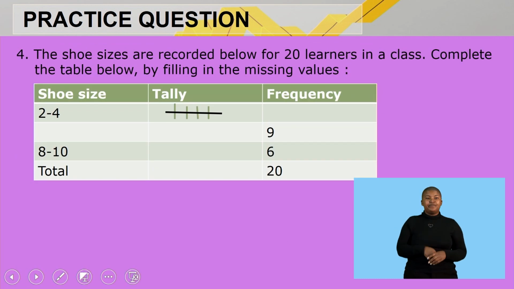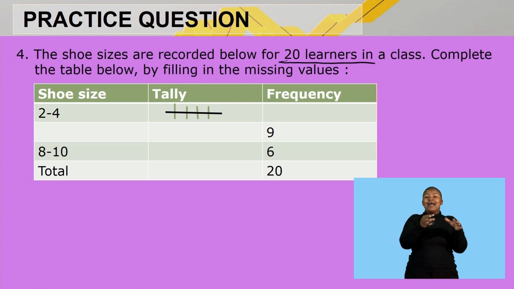Then number 4, the shoe sizes are recorded below for 20 learners in the class. Complete the table below by filling the missing values. So now we are given the tally column as well as the frequency. So those that were shoe size 2 to 4, we are given a tally of 1, 2, 3, 4, 5. So we are to complete the frequency. So we are simply going to write a 5.